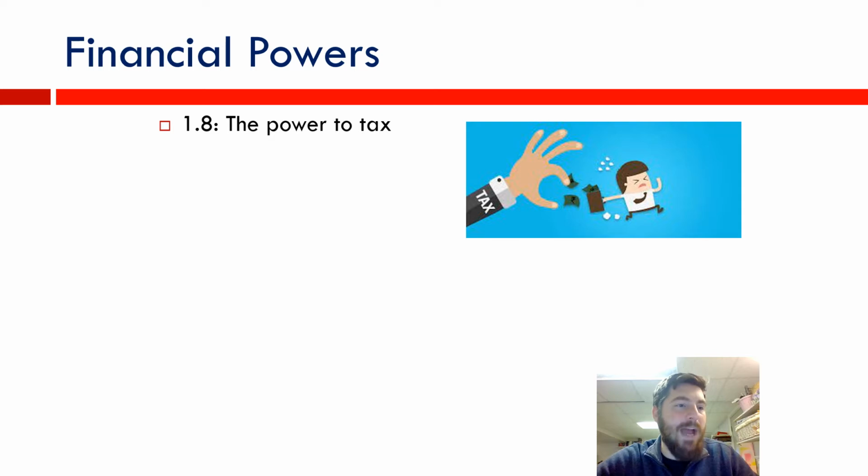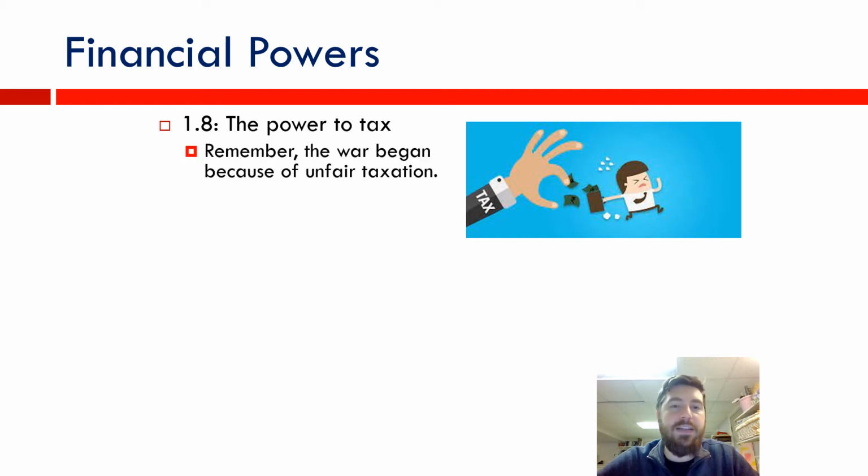The Congress shall have the power to lay and collect taxes, duties, imposts, and excises, to pay the debts, and provide for the common defense and general welfare of the United States. But all duties, imposts, and excises shall be uniform throughout the United States. So the government has the power to tax. Specifically, Congress has the power to tax.